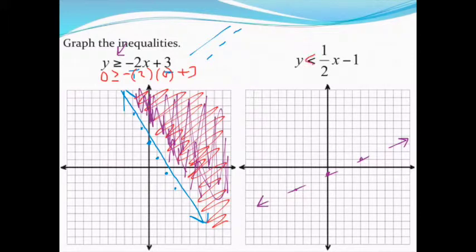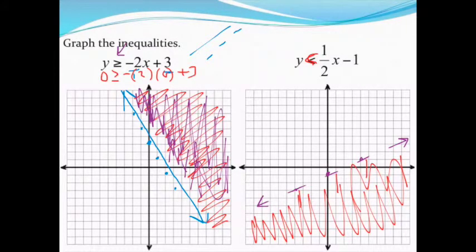This time it says less than. Less than means below, so while you're on the line, draw straight down. And that will tell you which side to shade. So all our solutions lie on this side of the line.